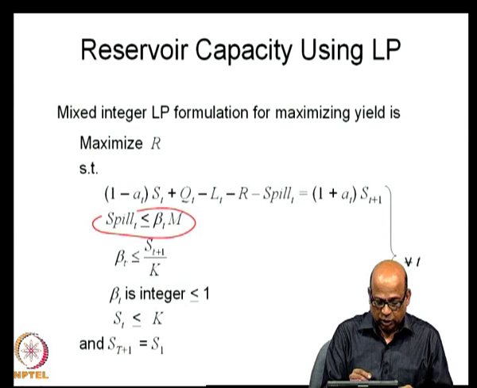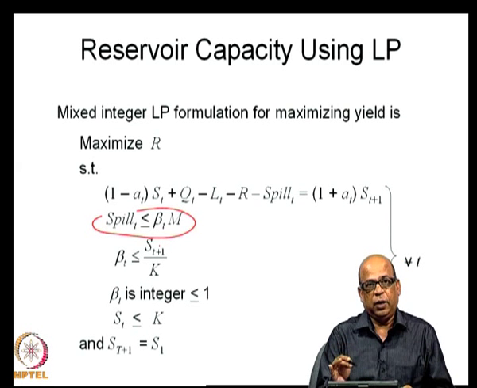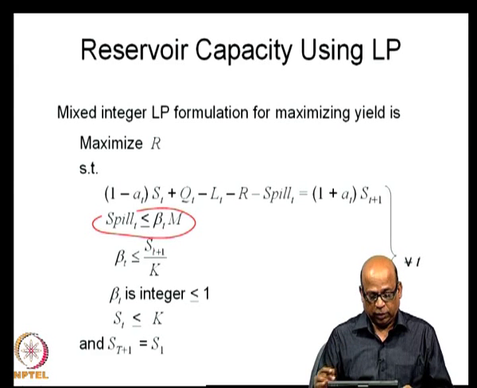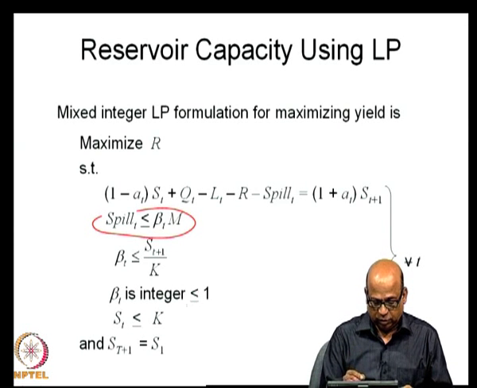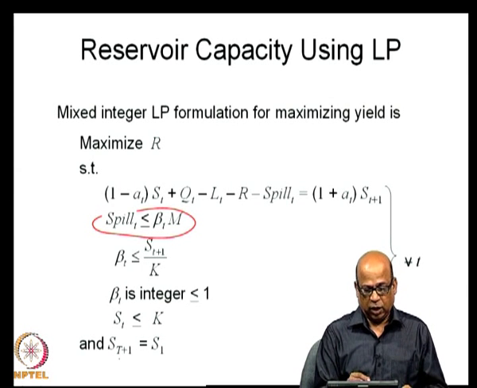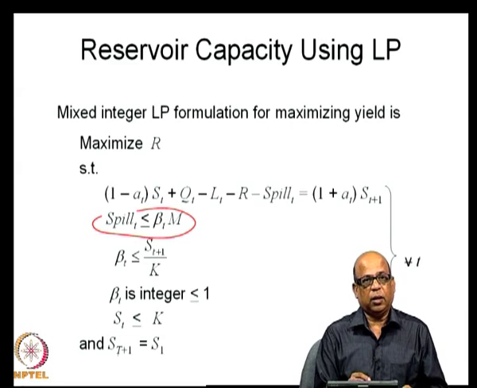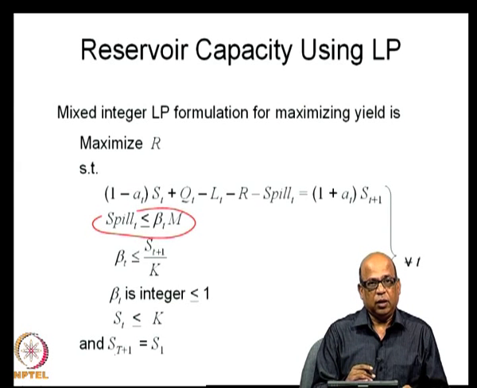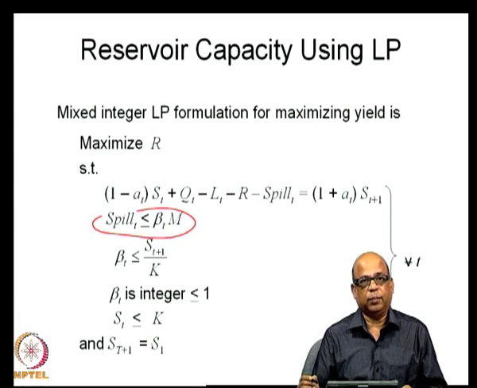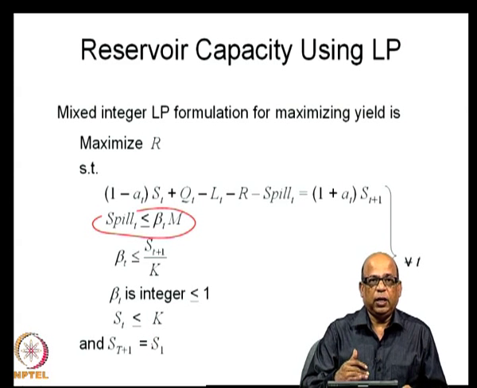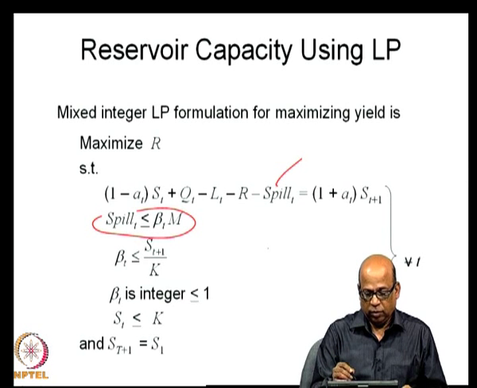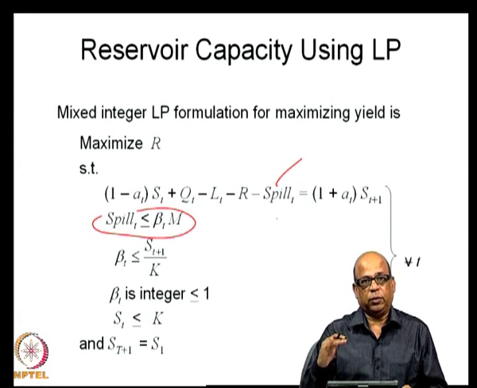And this will ensure that beta t will take on a value of 1 whenever the storage exceeds the capacity, and we are saying beta t is integer and all other conditions as they are, where capital T is the last time period in the year. For a monthly time step, capital T will be 12, and therefore, S 13 will be equal to S 1. So, this is how you formulate the problem to make sure that you are accounting for the spill over and above the reservoir storage.